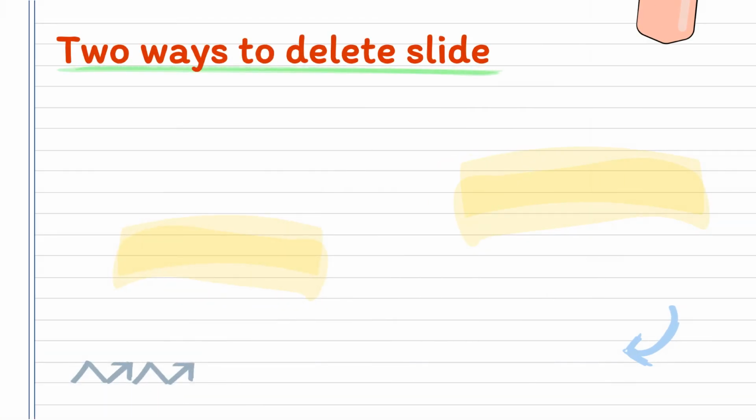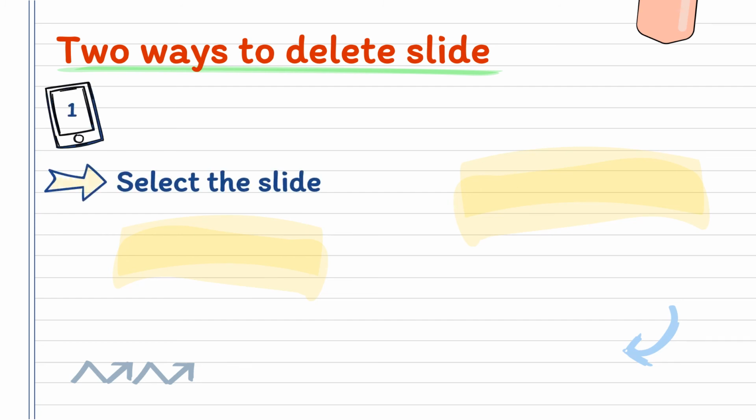Two ways to delete a slide. If there are some extra slides you do not want, you can delete them by using any one of these methods. Number one, you can select the slide either in normal view or slide sorter view. In both of the views, you can select the slide. Select the slide and press delete key from the keyboard.